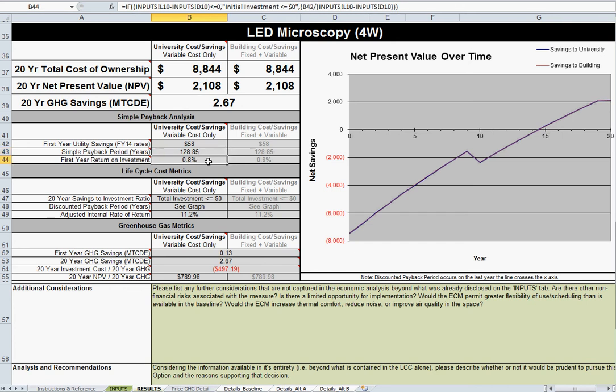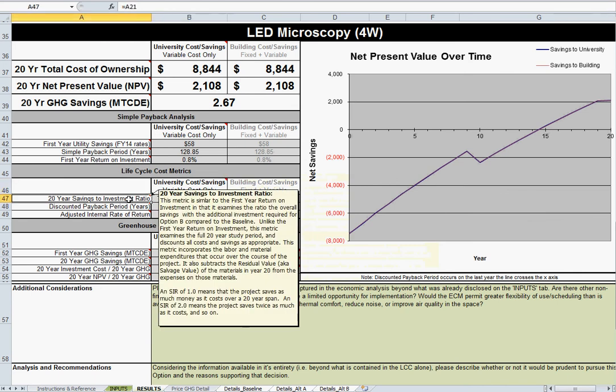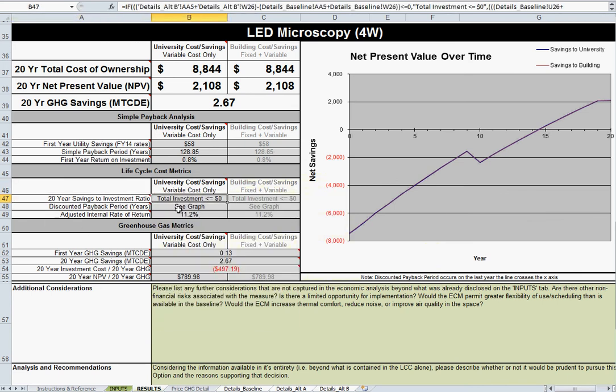Our first year return on investment is quite low. Then when we look at the utility cost savings, we can't actually calculate a savings to investment ratio, because remember, all of our savings was in materials. So it turns out that our total investment costs, when we consider those materials and those initial costs, was actually lower than our baseline. So you can't get a savings to investment ratio on a negative investment. The result is that we gray it out and say your total investment is less than zero.